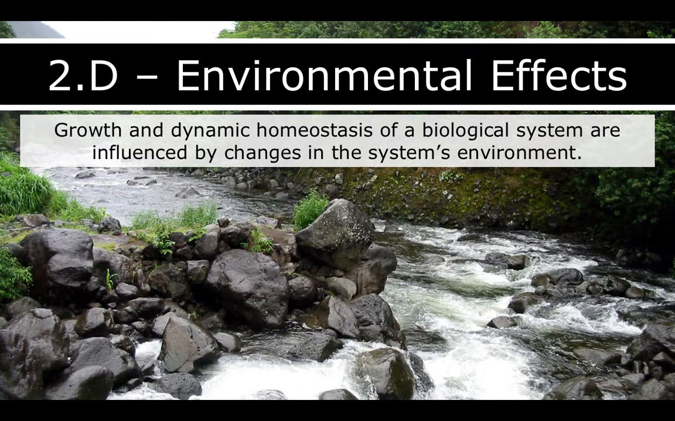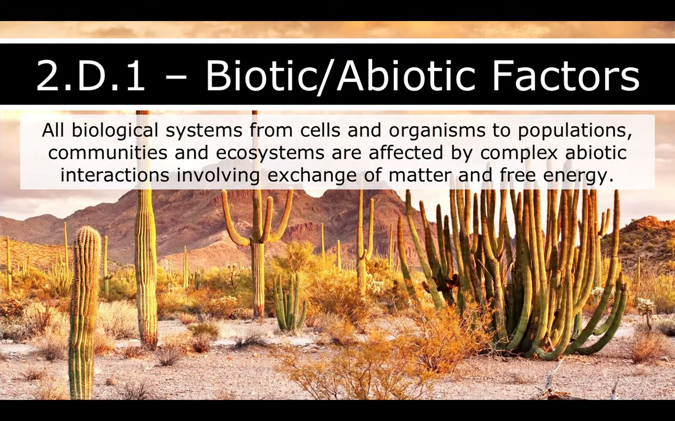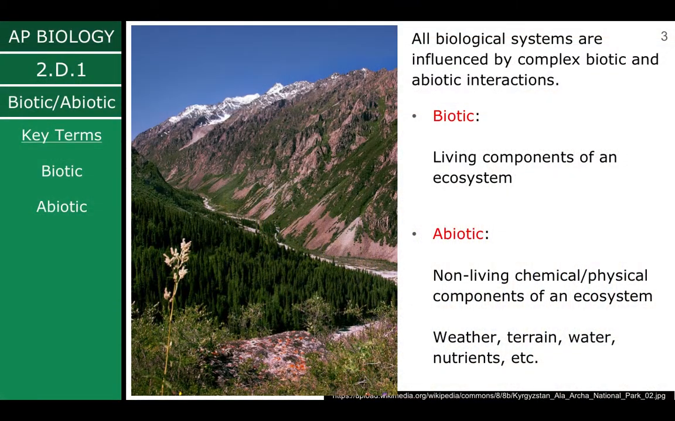Okay, so looking at environmental effects, growth and dynamic homeostasis of a biological system are influenced by changes in the system's environment. Makes sense? All biological systems, from cells and organisms to populations, communities, and ecosystems, are affected by complex abiotic interactions involving the exchange of matter and free energy.